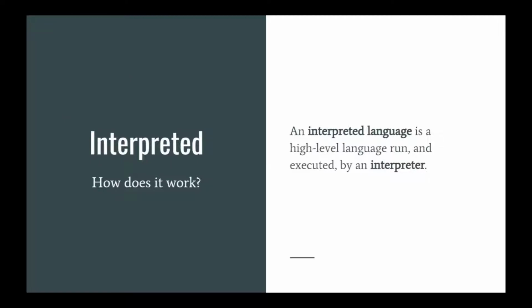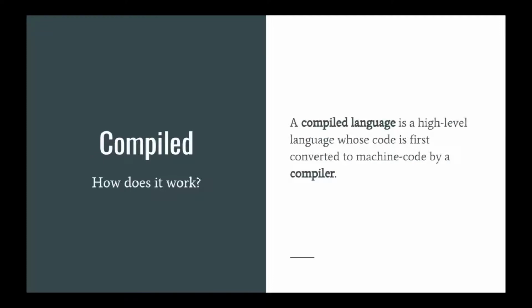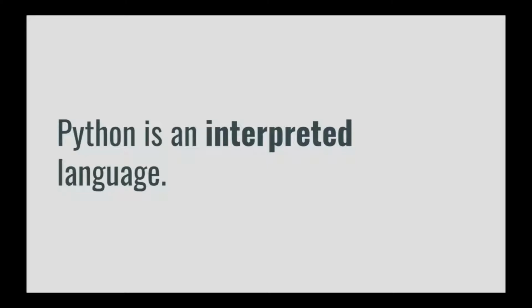So an interpreted language is a high-level programming language that is run and executed by an interpreter. A compiled language, on the other hand, is a high-level programming language whose code is first converted to machine code by a compiler, and from there, that returned machine code is then passed into an executor, which is just another program for running the code. So Python is an interpreted programming language. An example of a compiled programming language would be something such as Java.